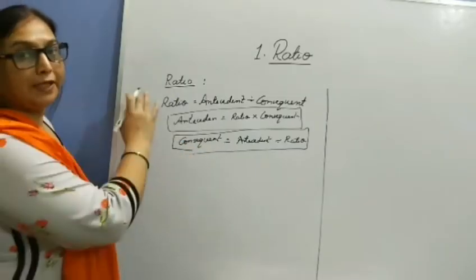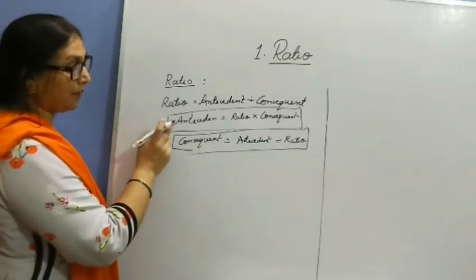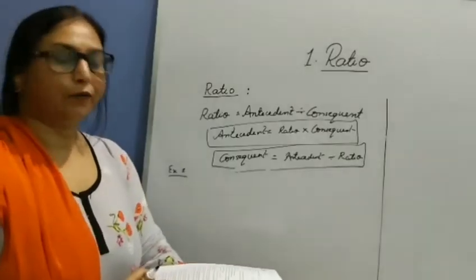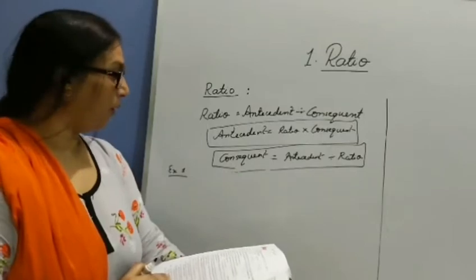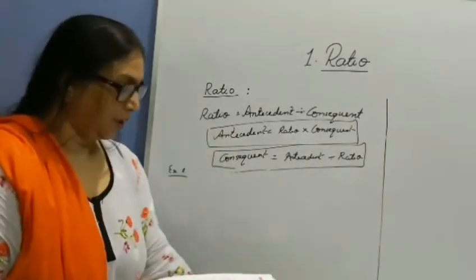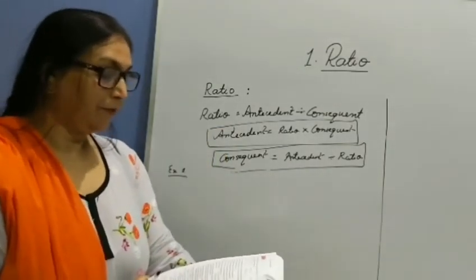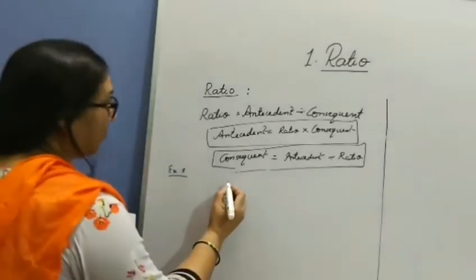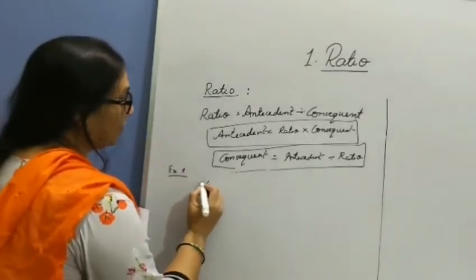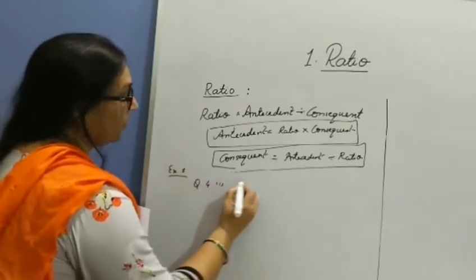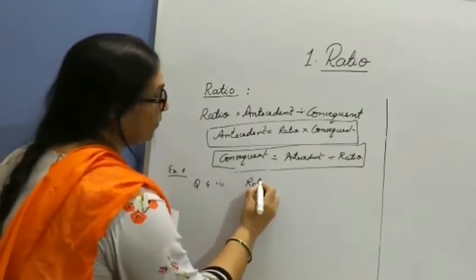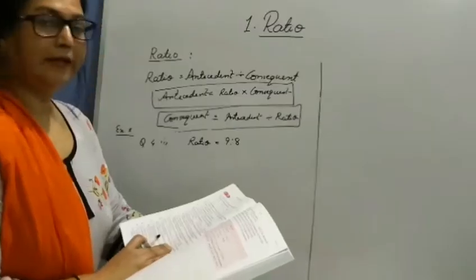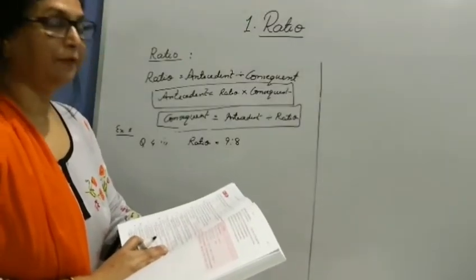Children, using these two steps you can find the missing antecedent and consequent. I would like to explain the question based on these two steps. Question number 4, first part: a ratio in the simplest form is 9:8. So the given ratio is 9:8. Next part, if the antecedent is 81, find the consequent.